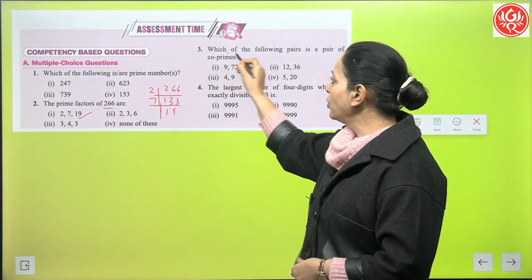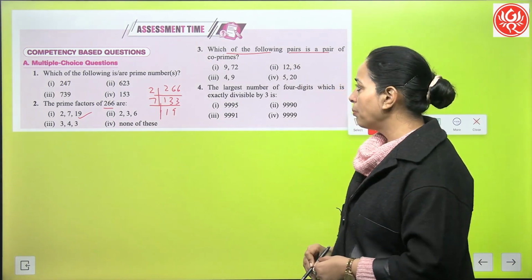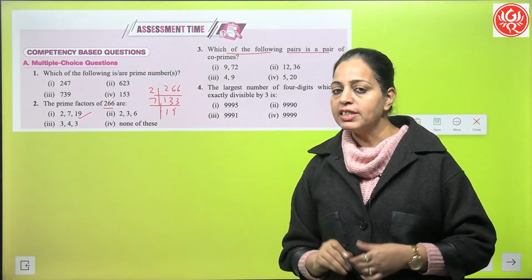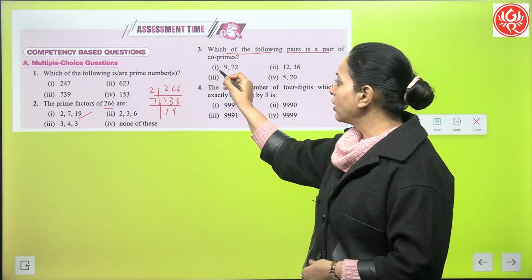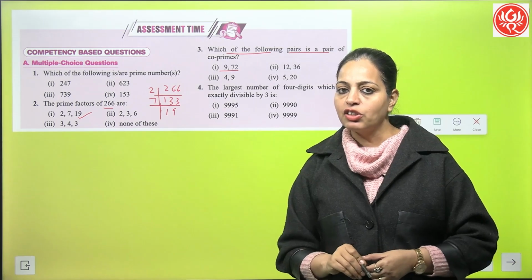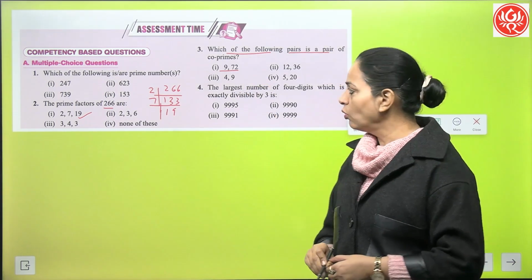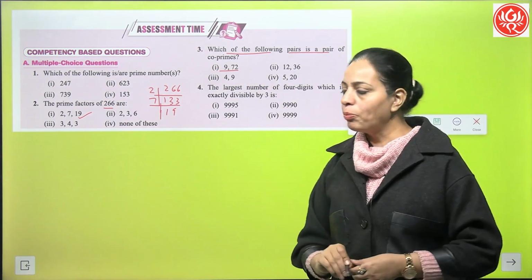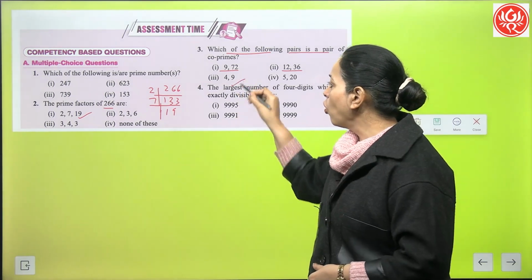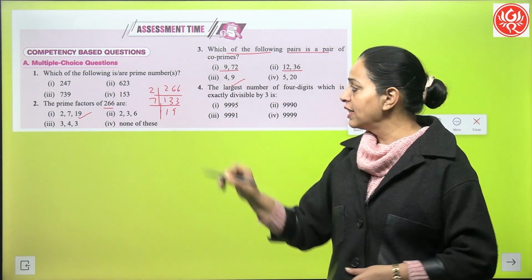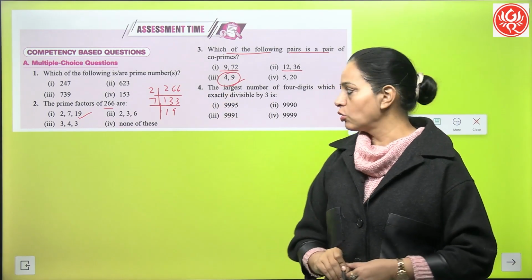Now the third one: which of the following pairs is a pair of co-prime numbers? Co-prime numbers are those which have no common factor except 1. Like here the first one, 9 and 72. They have a common factor 9, so this is not co-prime. 12 and 36, not co-prime. 4 and 9. So yes, this is a pair of co-prime numbers.